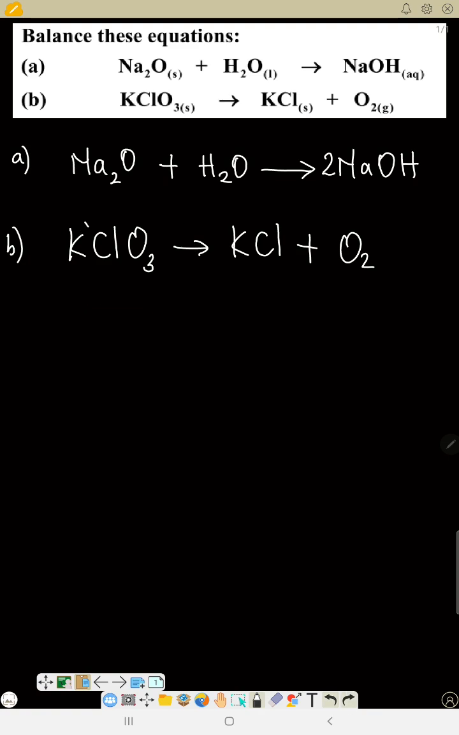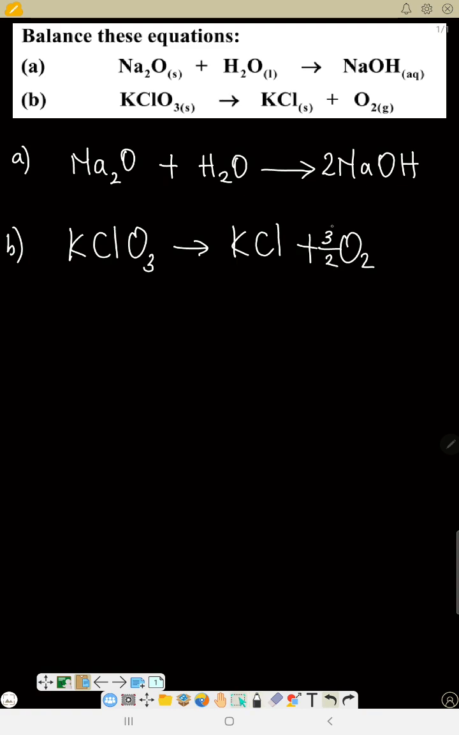So I have this one, we have the highest atom. So how many potassium do you have here? 1. How many potassium do you have here? 1, balanced. How many chlorine do you have here? 1. How many chlorine do you have here? 1, also balanced. So how many oxygen do you have here? 3. How many oxygen do you have here? 2. So to balance this oxygen, I'll just add 3/2 here.